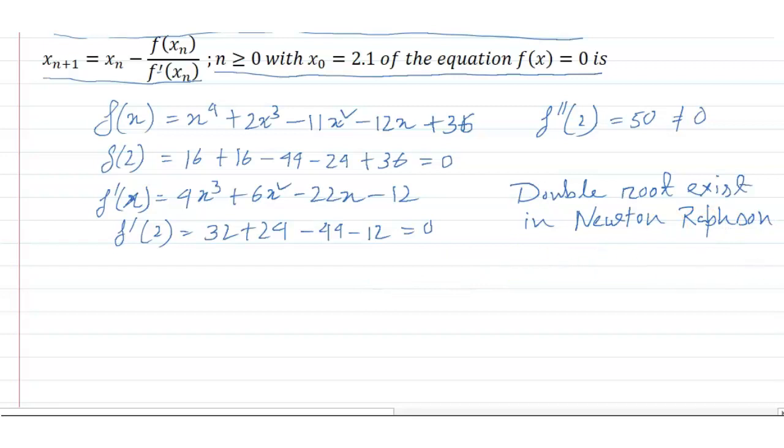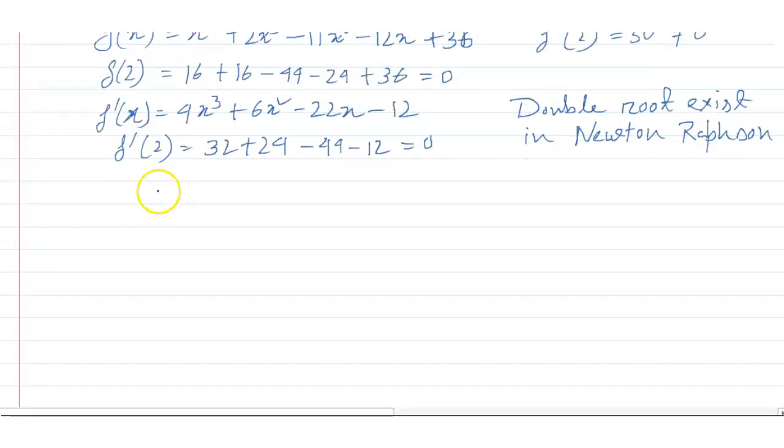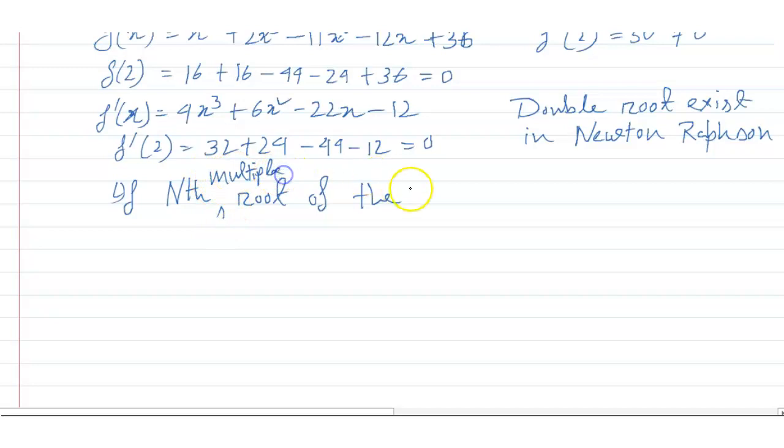So friends, if we know the multiplicity n, the nth multiple root of the Newton-Raphson method, then the equation is x(n+1) is equal to xn minus n into f(xn) divided by f dash (xn).